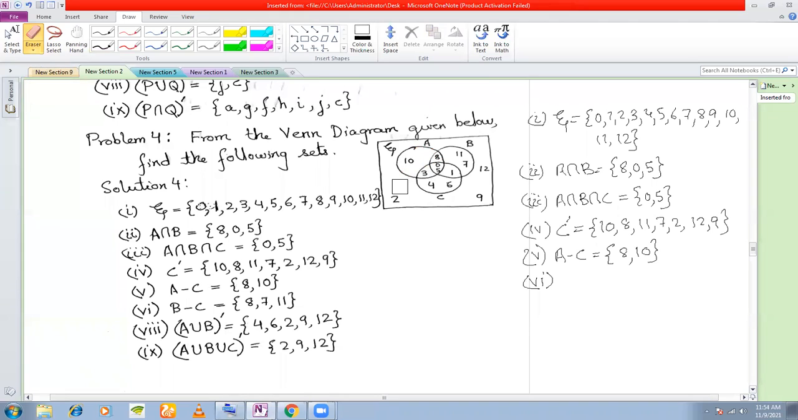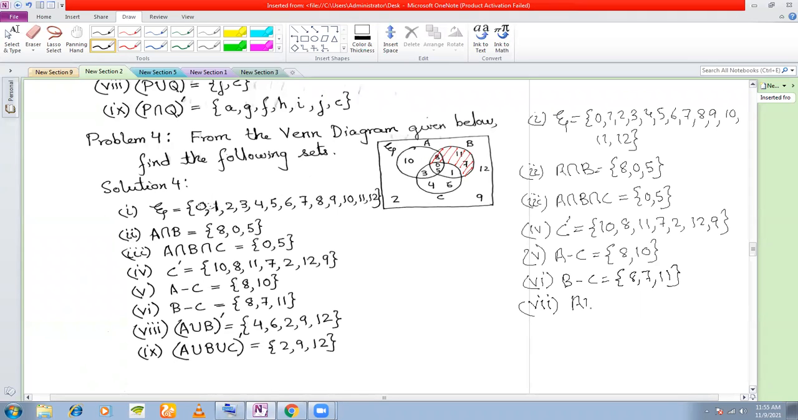Next is B minus C. Which one is B minus C? All the elements of B except those that are there in C. Only this part, B minus C. Clear? So B minus C is, you see only 3 elements are there, 8, 7 and 11. Right? This is number 7.